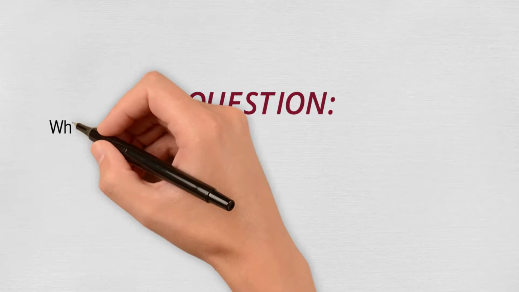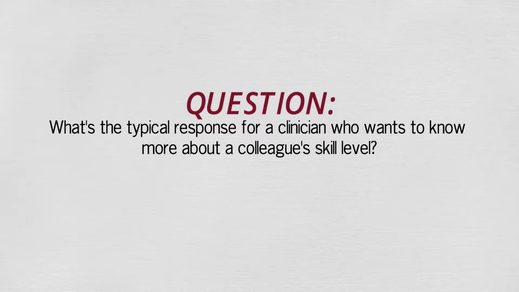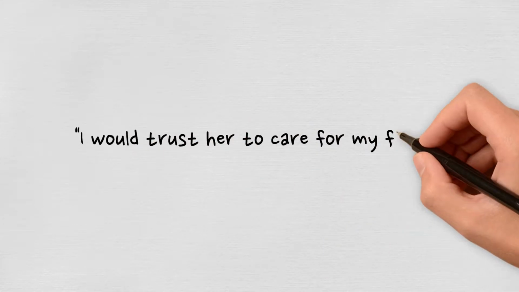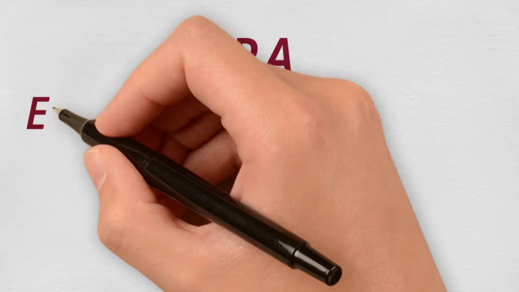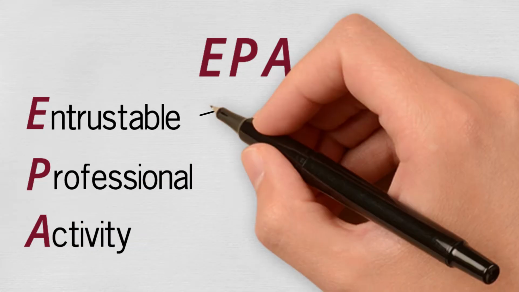What's the typical response for a clinician who wants to know more about a colleague's skill level? It's not uncommon to hear a clinician use some version of the phrase, "I would trust her to care for my family." This video was created to introduce you to what is a very interesting way of thinking about both learning and teaching. It's demonstrating something called an entrustable professional activity, or EPA.